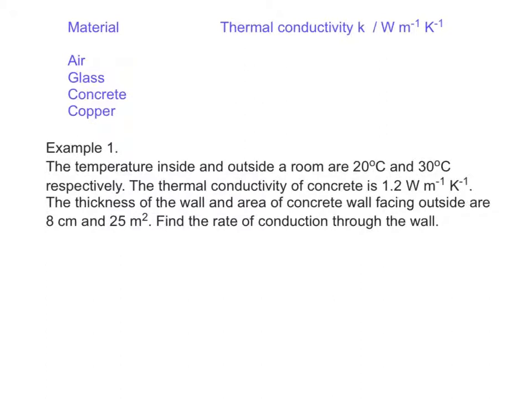Let's look at some examples of thermal conductivity. For the material and thermal conductivity, for air, K is equal to 0.025. For glass, it is 1.1. For concrete, it is 1.7. And for copper, it is 401.